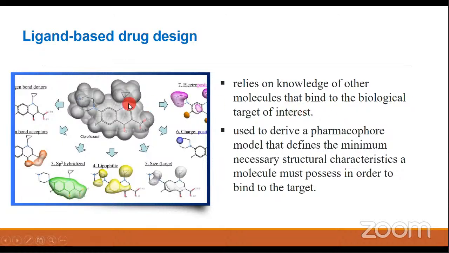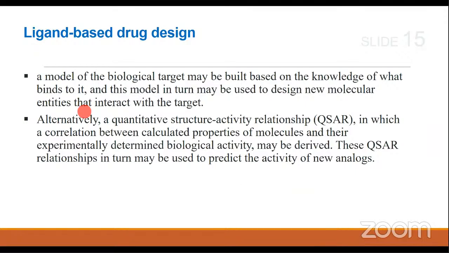So these properties are responsible for some kind of interaction at the target site. Maybe these properties are very much essential for the activity. So using these properties, maybe we can derive a pharmacophore model that defines the minimum necessary structural characteristics a molecule possesses in order to bind a target. With this pharmacophore model, we can search against some library. We are going to talk about the libraries a little later in this session.